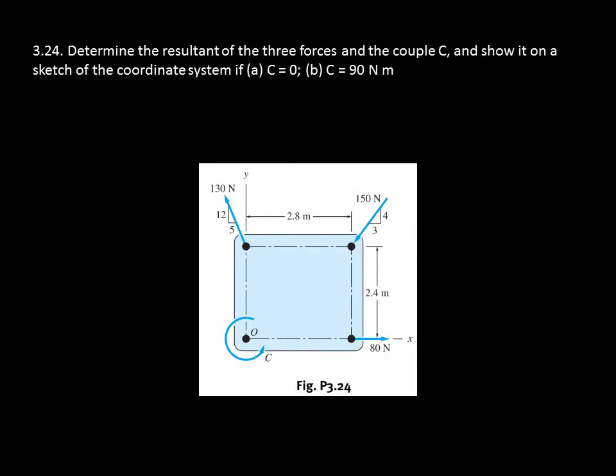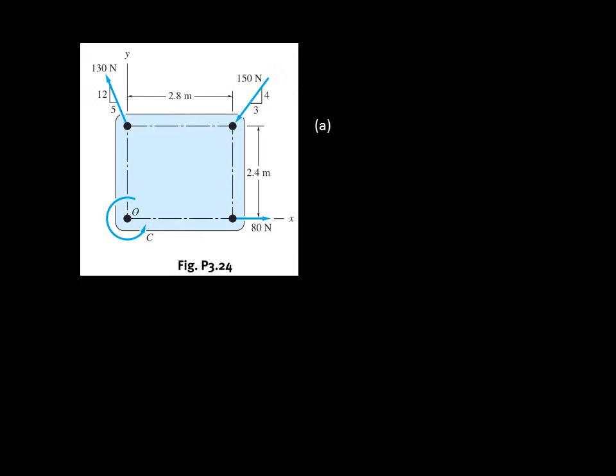We will be discussing the problem in Pytel's book at page 115, number 3.24. Determine the resultant of the three forces and the couple C, and show it on a sketch of the coordinate system if AC equals 0, BC equals 90 newton-meters. First, let us identify the given and the required. Let us go to letter A.